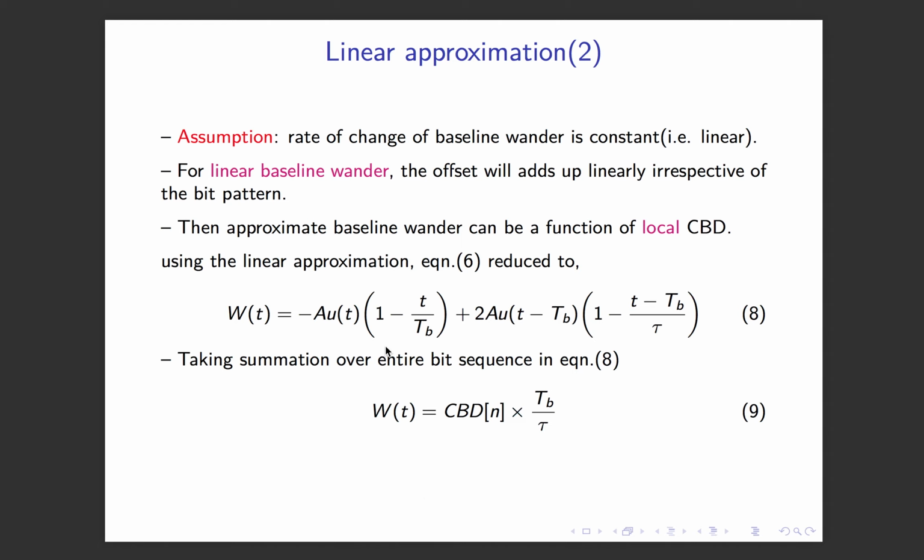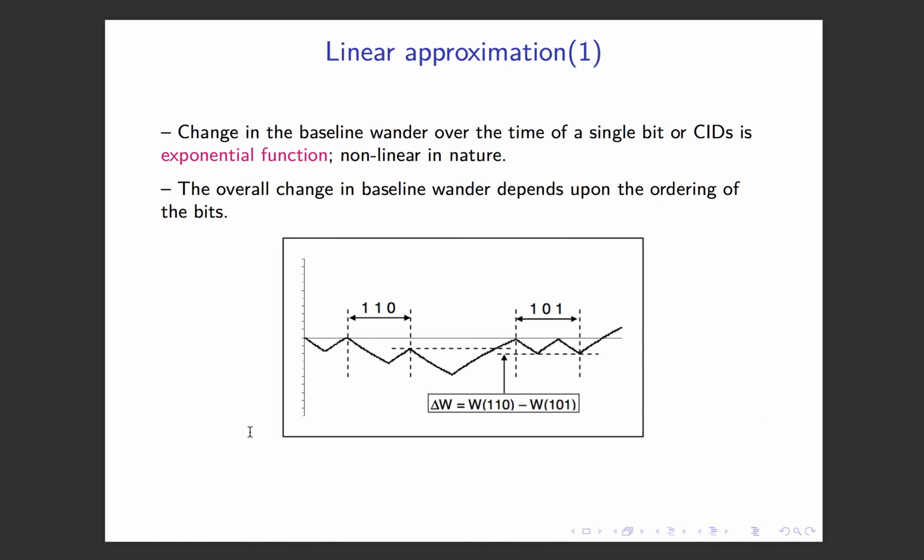So the baseline wander is a constant, and for the linear baseline wander, what will happen? The offsets will be linearly added irrespective of bit pattern. Whenever we are just discarding the exponential part, we don't really have to care about the ordering of these bits, right? Because the linear terms, you can just sum up the whole terms and take the average, and things will work like this.